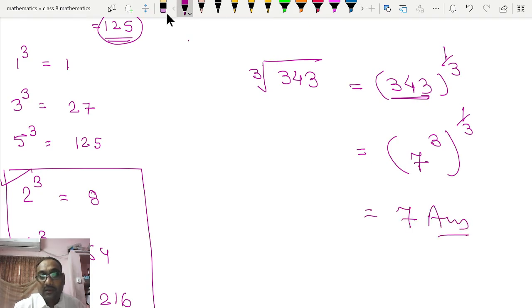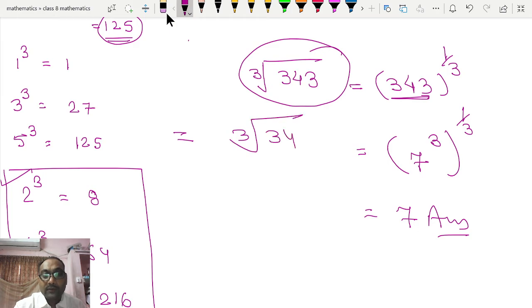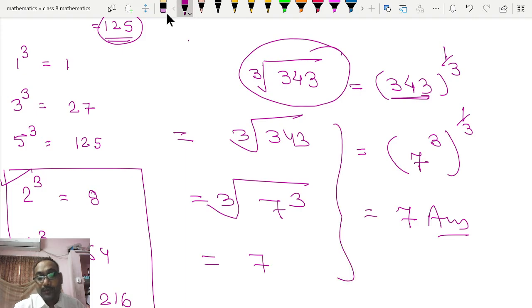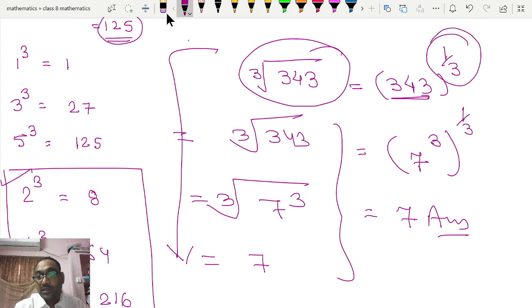In the same way, you can also write this expression as cube root of 343 is equal to cube root of 7 cube, and the answer will be 7. So you may choose your option yourself. You can write in these two different ways, but usually this method is followed. But when you do exponential questions, you must remember that cube root can also be written as to the power 1 by 3.